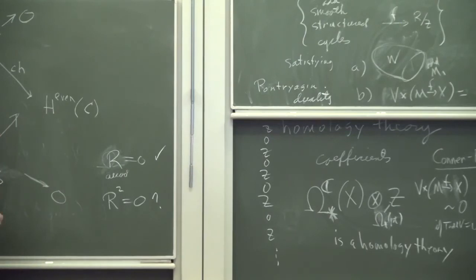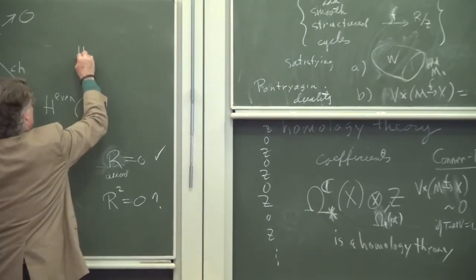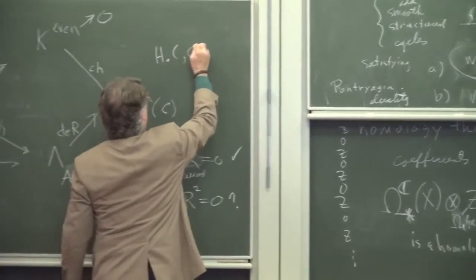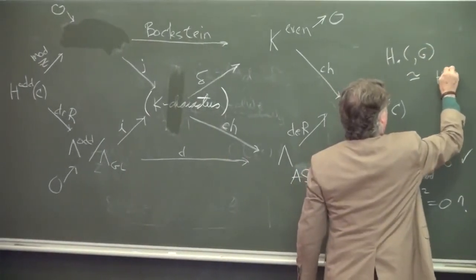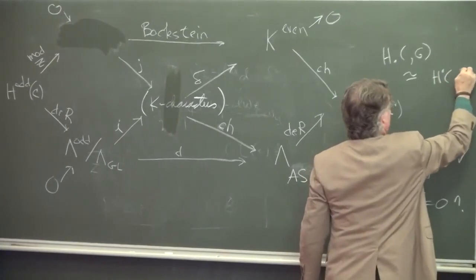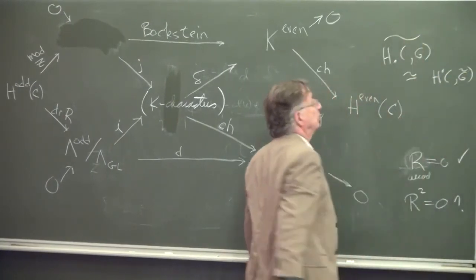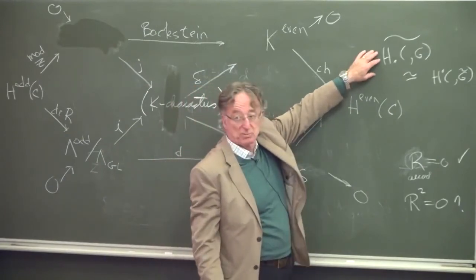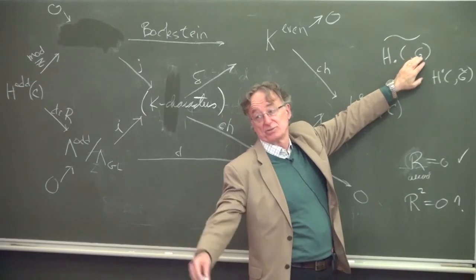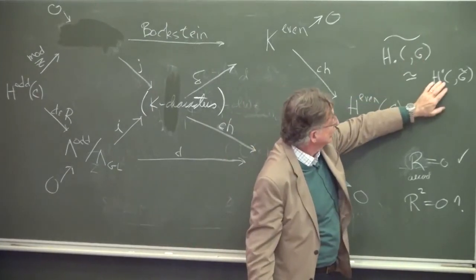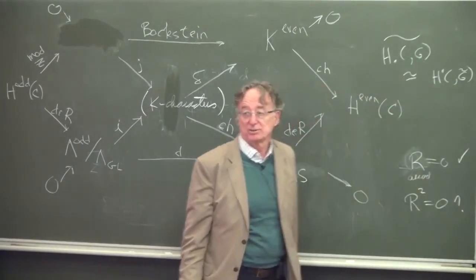Pontryagin duality says ordinary homology with coefficients in some locally compact abelian group is cohomology with coefficients in the Pontryagin dual group. So the Pontryagin dual of homology with coefficients in some locally compact group, like the integers or something, is actually the cohomology with coefficients in the Pontryagin dual group.